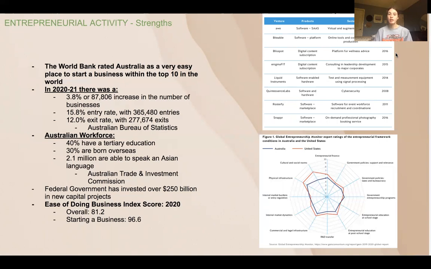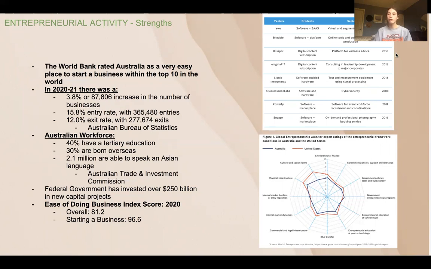Some other key strengths that I found in their environment is that from 2020 to 21, there was a 3.8% increase in the number of businesses, and they have a higher entry rate of business than they do exit rate, at 15.8% compared to 12%. So there's more businesses coming into Australia and opening up than there are leaving, which I think shows that there is going to be competition as it continues to grow, but it shows that it's an optimal place and you can do it. You can start your company there.